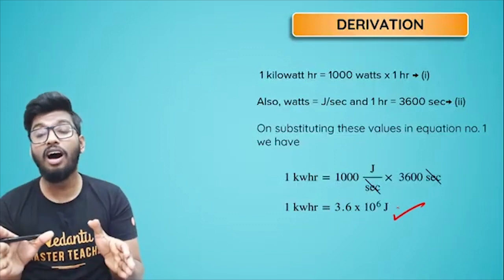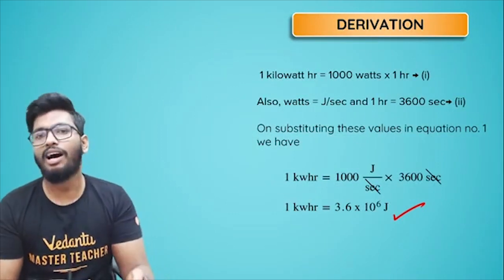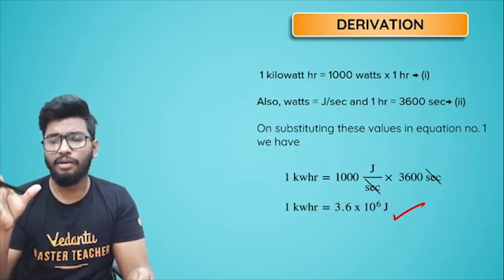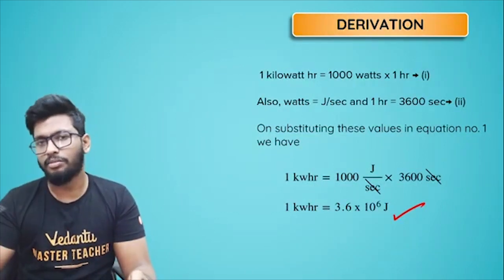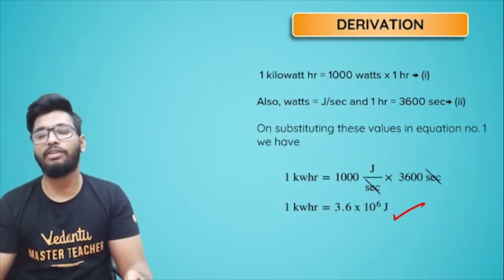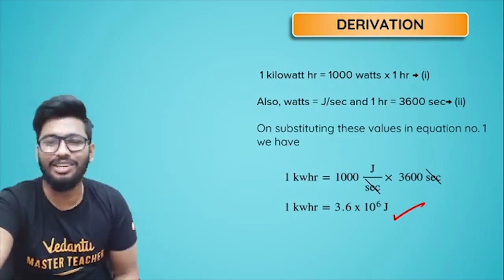So if you're ever asked to convert 1 kilowatt hour to joules, or if they've given you the energy consumption in terms of joules and you're asked to convert to kilowatt hour, divide by 3.6 into 10 to the power of 6 joules. That's all. So 1 kilowatt hour is equal to 3.6 into 10 to the power of 6 joules.